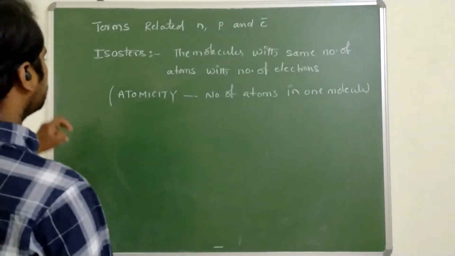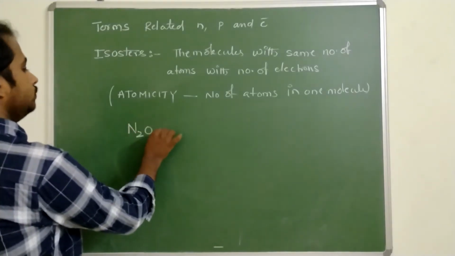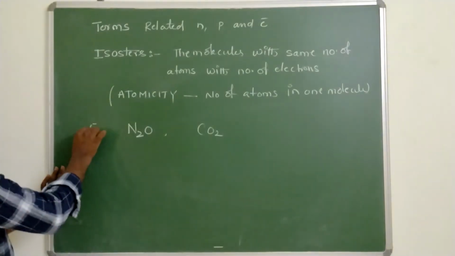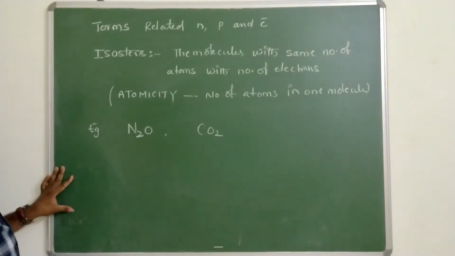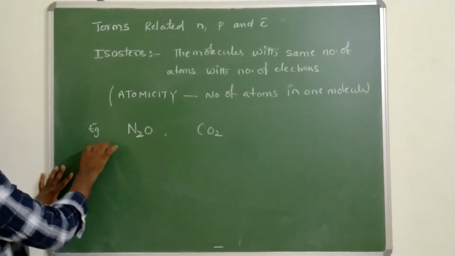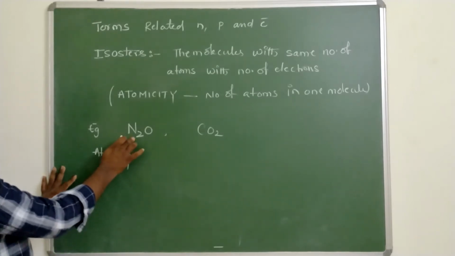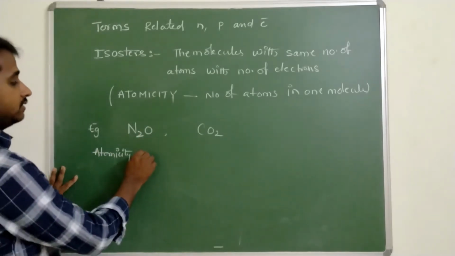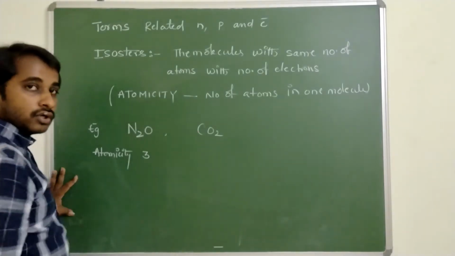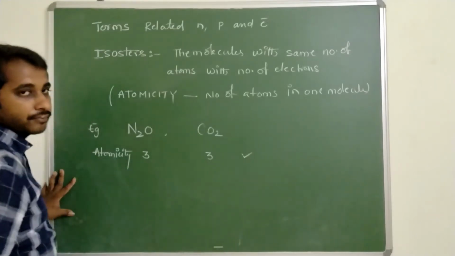Isosters. Examples: N2O and CO2. First of all, we'll check the first condition, same number of atoms. So what is the atomicity? Two nitrogens and one oxygen are there, so atomicity is 3. Here one carbon and two oxygens are there. Atomicity is 3. So the first condition is valid.